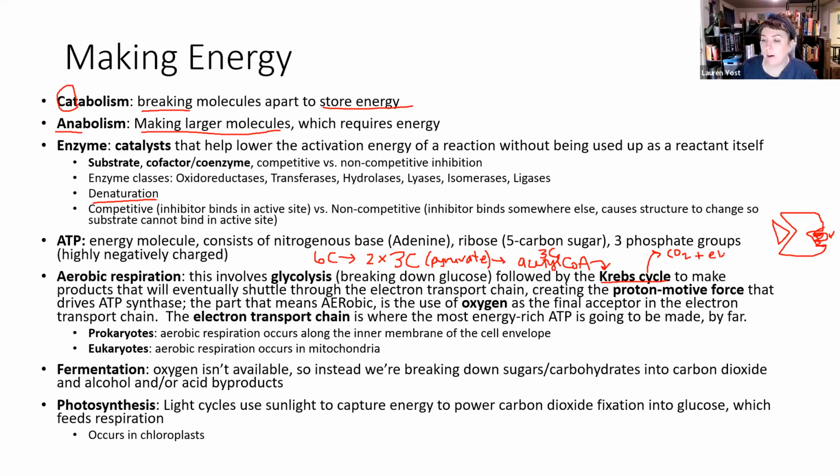electron carriers. So I'm just going to put electron for now because that's the important aspect of it. But this would be NAD. That will become NADH when it's carrying the electron, and FADH2. I'll put both of them. Okay, so this is what's made in the Krebs cycle.